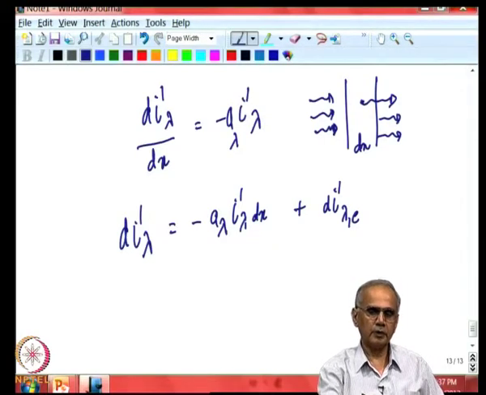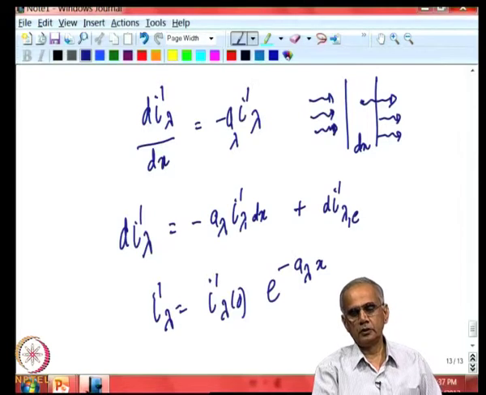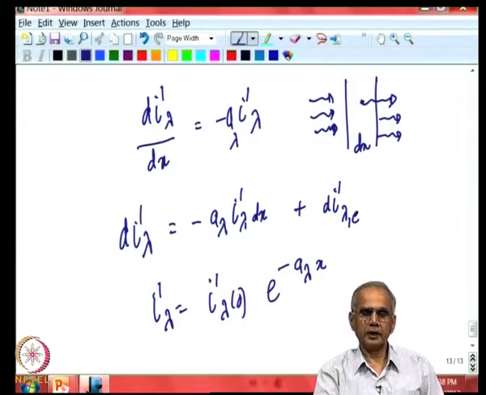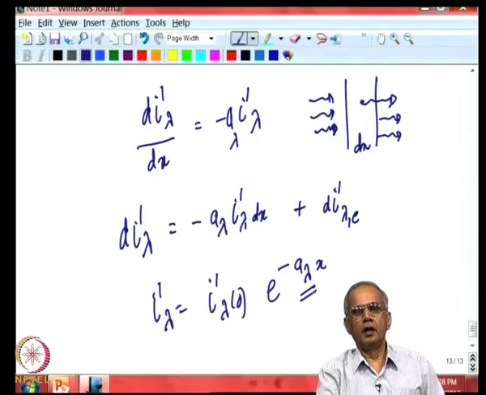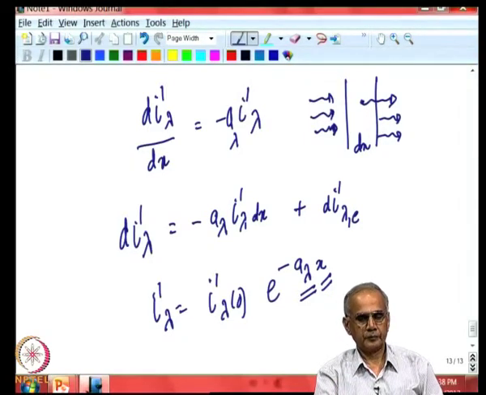All of you know that if you neglect the emission term and solve for I prime lambda, it will be I prime lambda of 0 e to the minus A lambda x, assuming A lambda is a constant. So, in the absence of emission, intensity declines exponentially, and how rapidly this exponential decay occurs depends upon the absorption coefficient of the gas and the length traveled by the radiation beam. So, this is a very important result and it is used widely in this field.